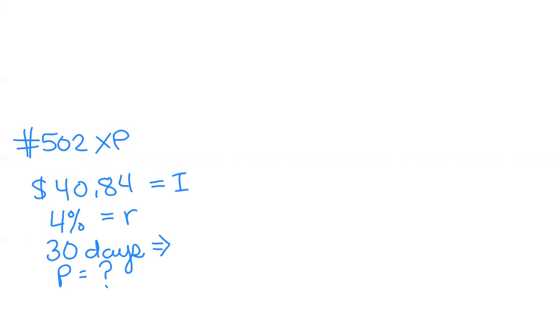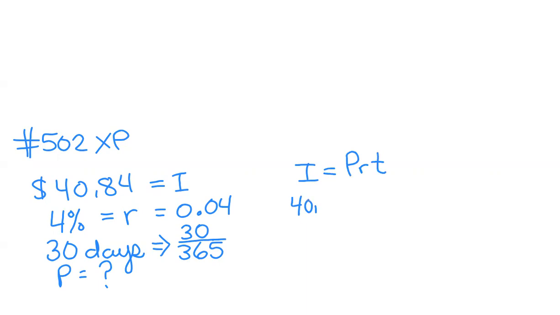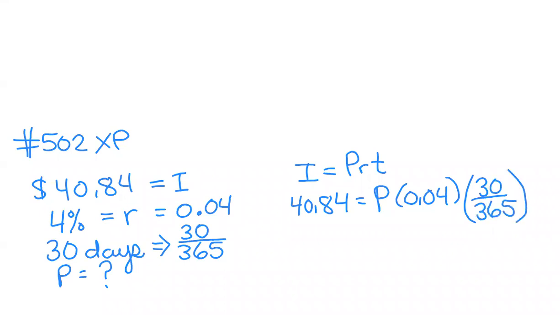Generally, a year is 365 days, but sometimes your book uses 360. So we'll try 365 first, right? We'll need the decimal form, but we're still looking for P. Our equation is that I equals PRT, I being 40.84, P being the thing we're looking for, 0.04 being R, and then we'll look first at 365 days. Otherwise, we'll go check out what the book says, right?